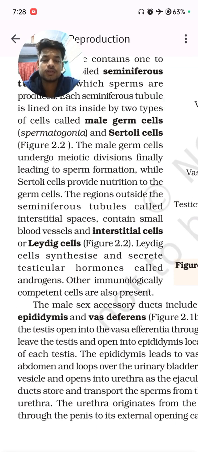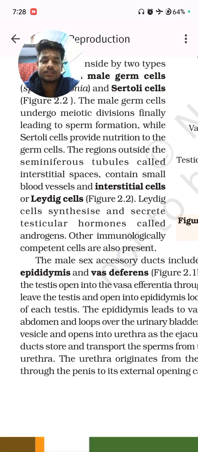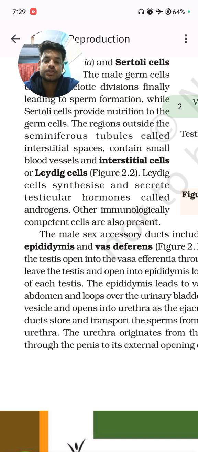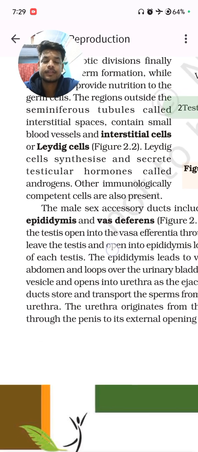The region outside the seminiferous tubules, called the interstitial space, contains small blood vessels and interstitial cells or Leydig cells, Figure 2.2. Leydig cells synthesize and secrete testicular hormones called androgens. Other immunologically competent cells are also present.